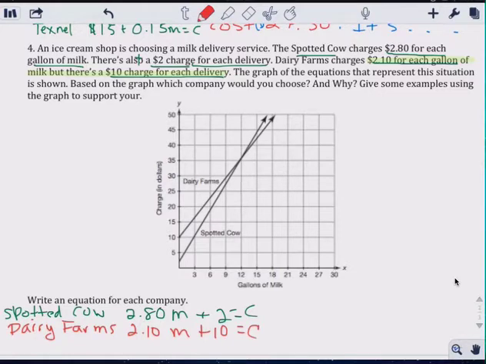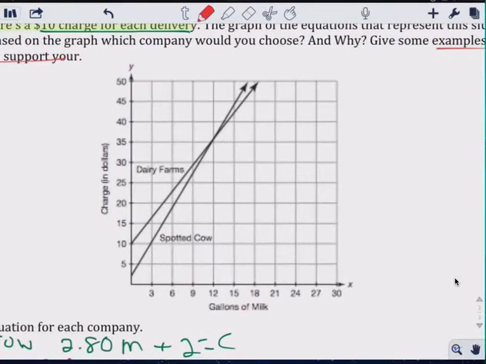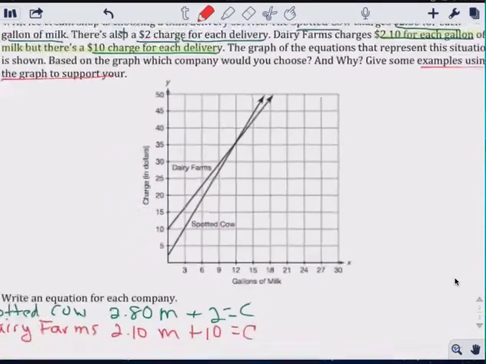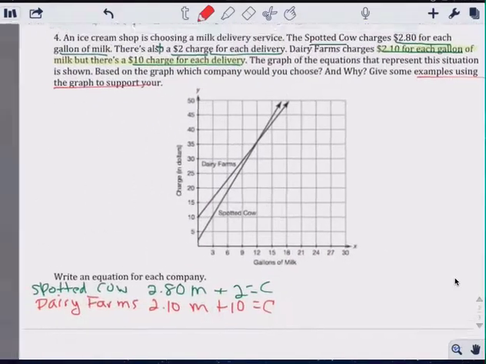The graph of the equations is represented in this situation as shown. Based on the graph, which company would you choose and why? Give example using the graph to support. Okay, that's the exact same thing. There's no right or wrong answer for this. Let's say you choose Dairy Farm because you're a big business and you want to order a lot of milk. That's what you're going to say.